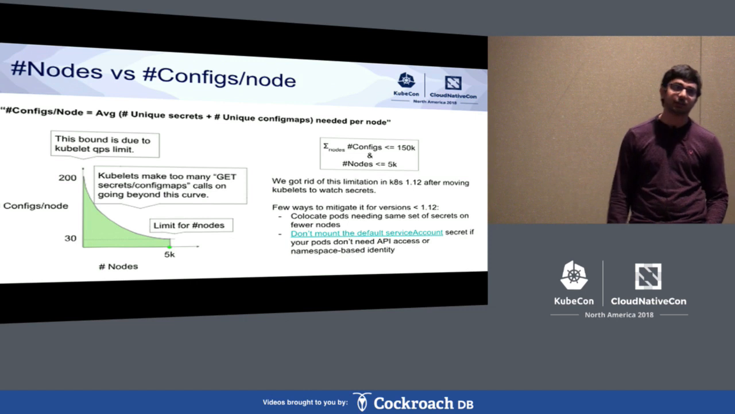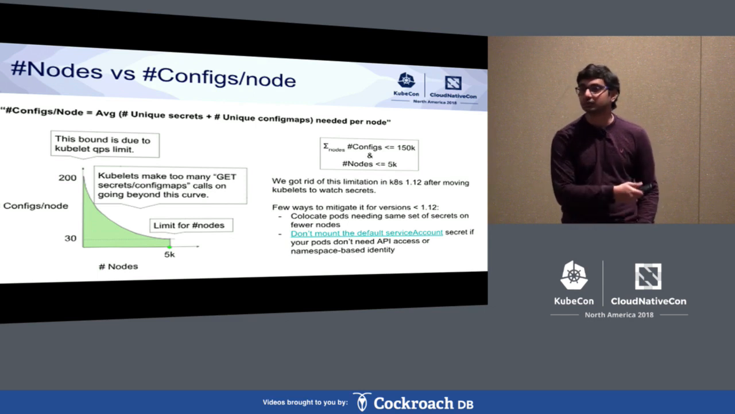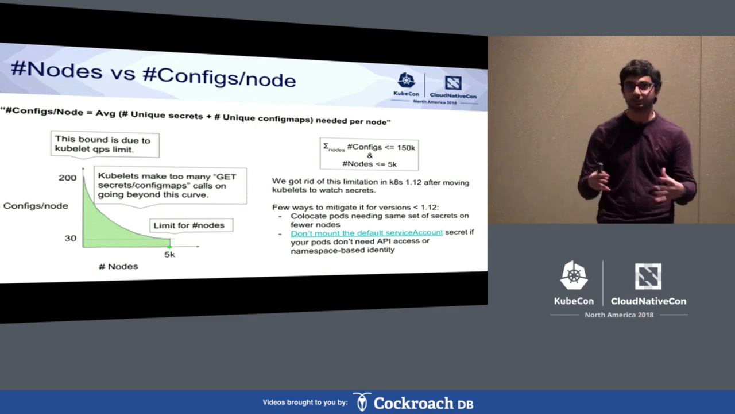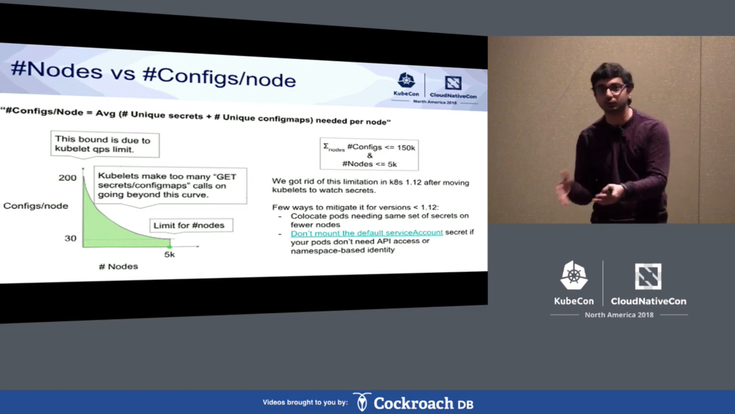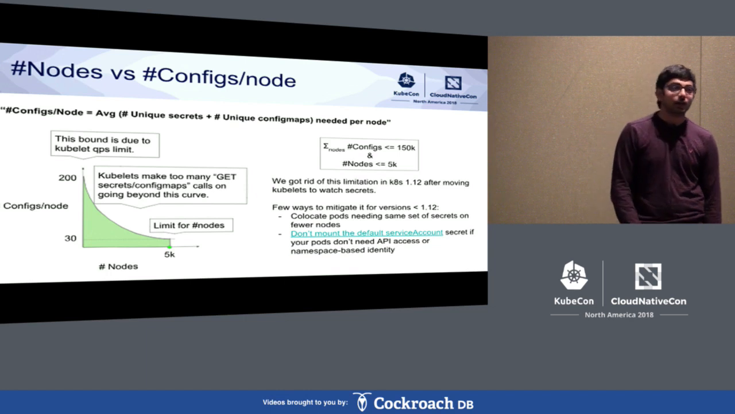But if you're running a cluster that's below 1.12, so up until 1.11, and you want to mitigate this limitation to some extent, you can try to co-locate your similar pods onto fewer nodes so that only fewer nodes need those configs and secrets.